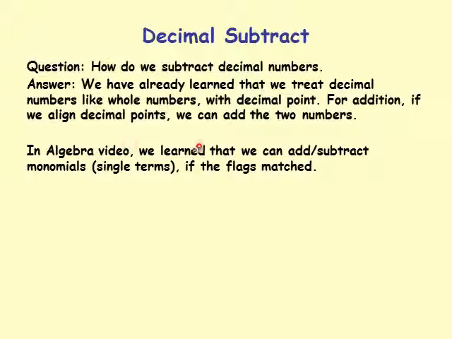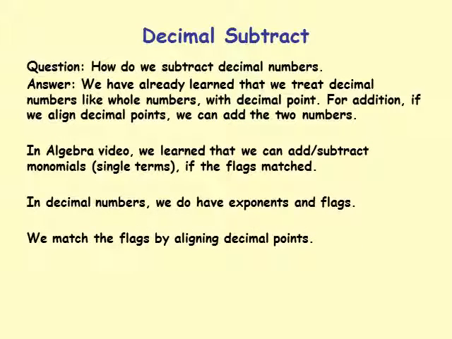In the algebra video, we learned that we can add and subtract monomials, which are single terms, if the flags match. So we are using that lesson from algebra. In decimal numbers we do have exponents, and exponents have flags. Let's continue here. We match the flags by aligning decimal points. For addition and subtraction, we match the flags by aligning the decimal points.